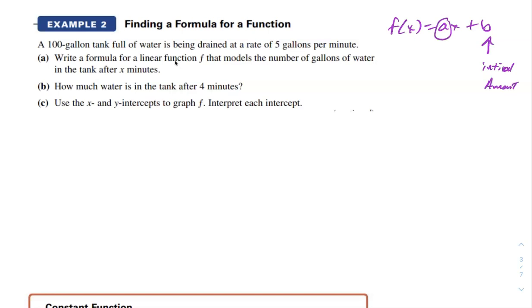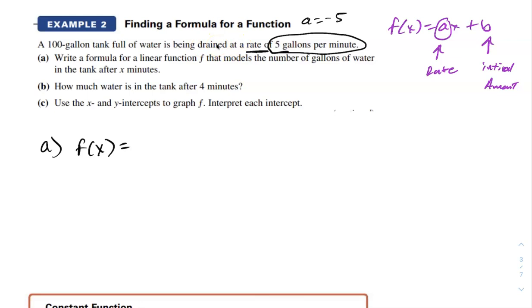And then A is the rate. So as long as you have that down, all we have to do is substitute it and we have what we need. So for A, my function is going to be f of x equals, now what is my rate? Drain at a rate of 5 gallons per minute. Okay, so 5 gallons per minute, you could tell it's a rate because it has the per right there. Also, it said rate, but whatever. Now, keep in mind it's draining, so it's actually -5. We're losing water.